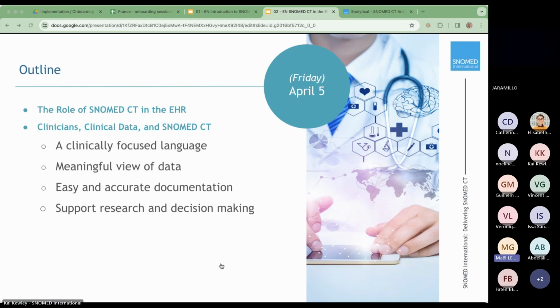So I'm going to do a bit of swapping with Anna. We're going to show some demonstrations. And the focus is the role of SNOMED CT in the EHR, how it can support clinicians and clinical data. We'll talk about how it's a clinically focused language that can help present a meaningful view of data. It can help support the easy and accurate documentation, and SNOMED can support research and decision making.